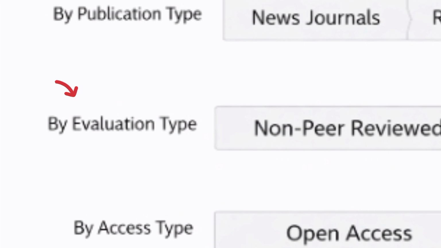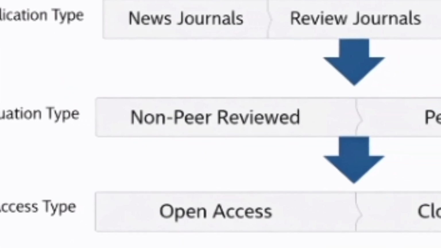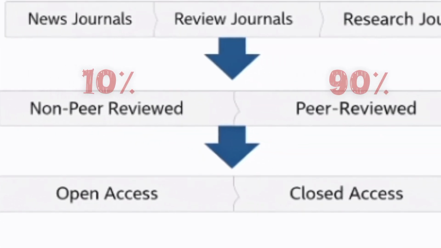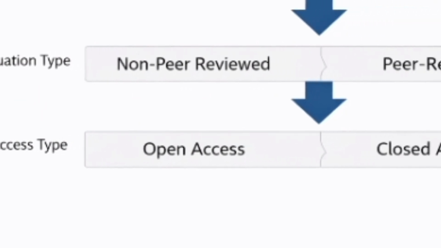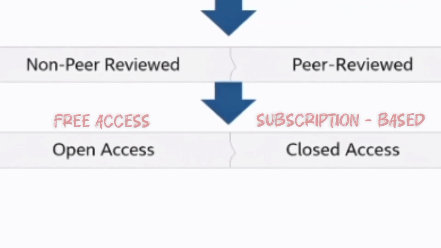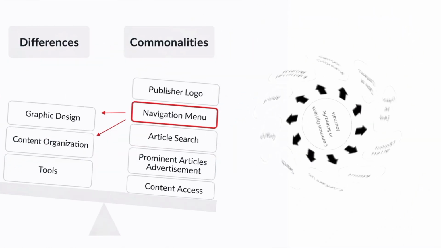Another classification is based on the review process. A very small number publish without peer review, but more than 90% of journals use peer review. And finally, journals differ in access type. Many are paid and subscription-based, while many others are open access, meaning you can read them for free.